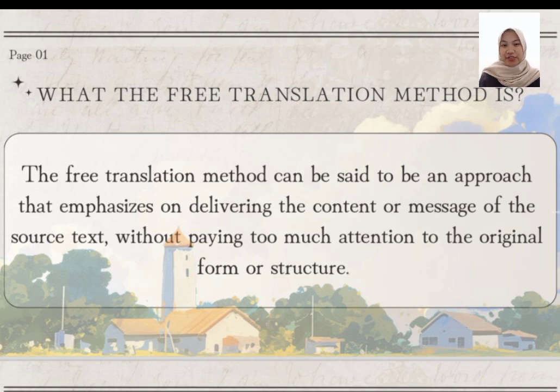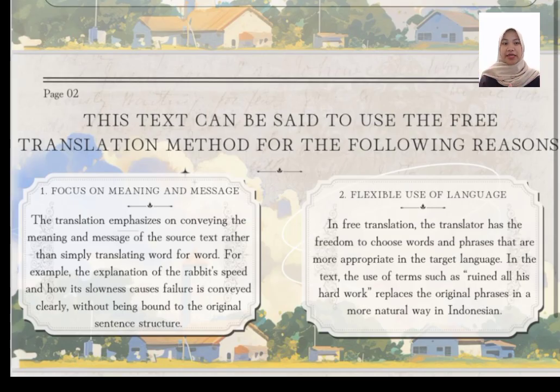Why is it said to use the free translation method? Before that, you should know what the free translation method is. The free translation method can be said to be an approach that emphasizes delivering the content or message of the source text without paying too much attention to the original form or structure. This text can be said to use the free translation method for the following reasons.